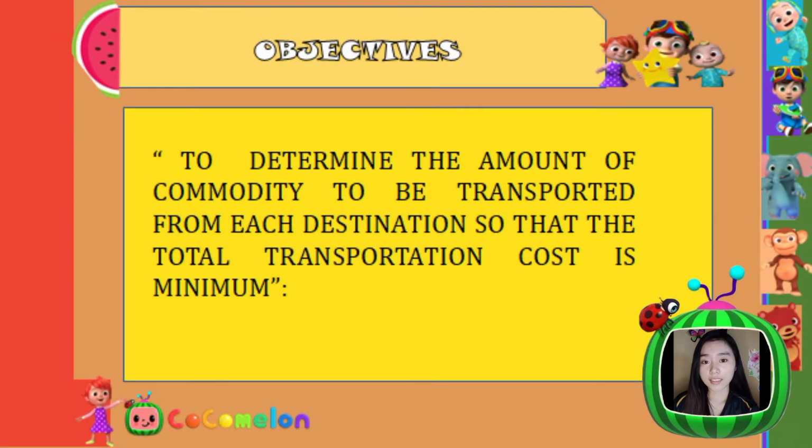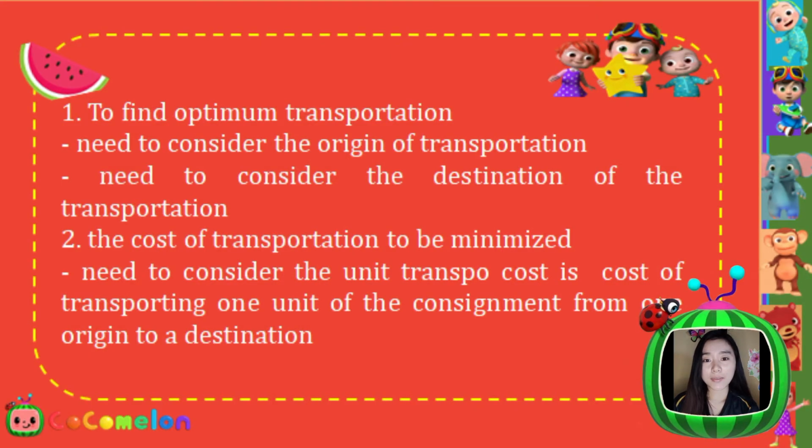So in this matter, what is its objective? Its aim is to determine the amount of commodity to be transported from each origin to each destination so that the total transportation cost is minimum. Apparently, it gives us two ideas. First is to find the optimum transportation schedule, and next is the cost of transportation to be minimized.